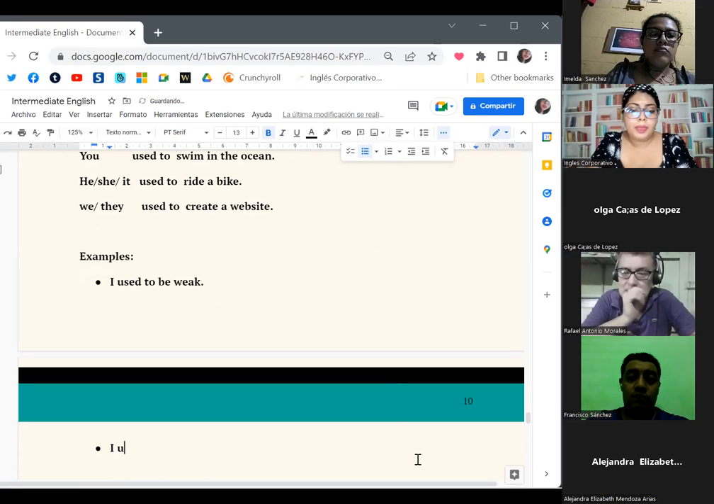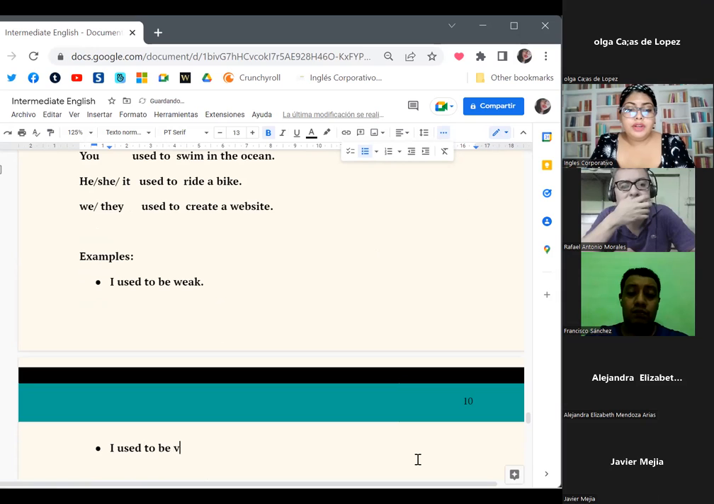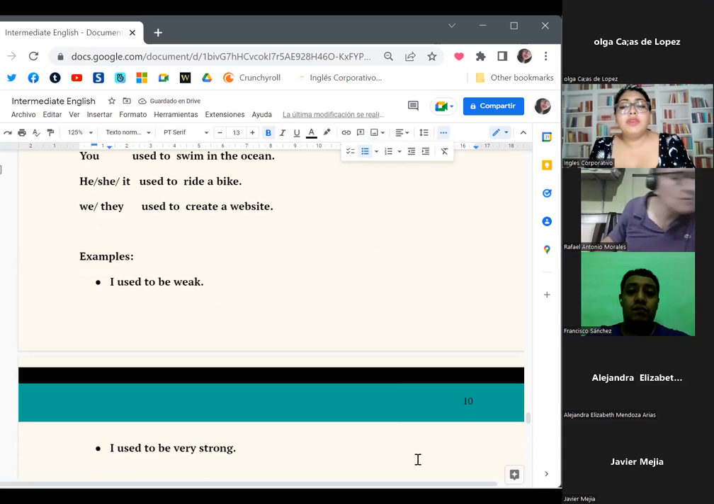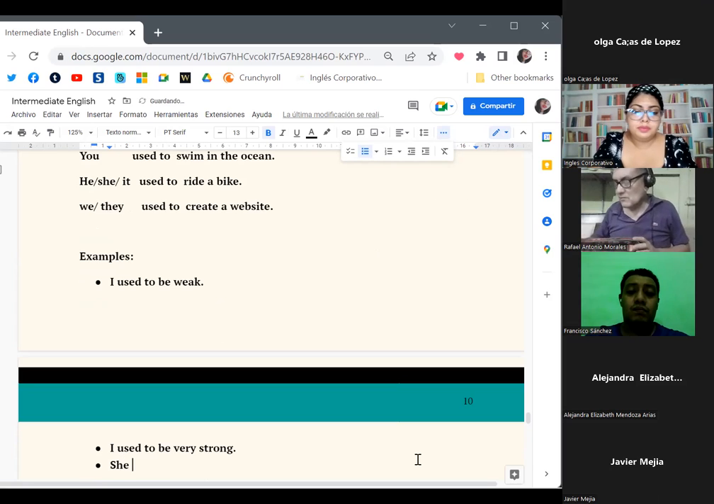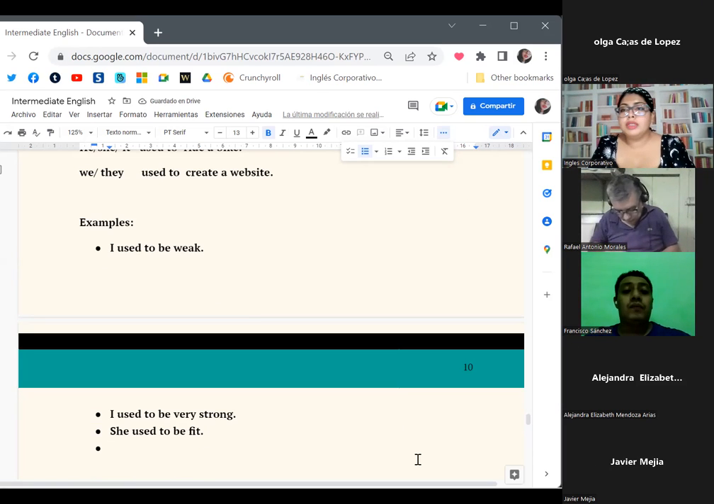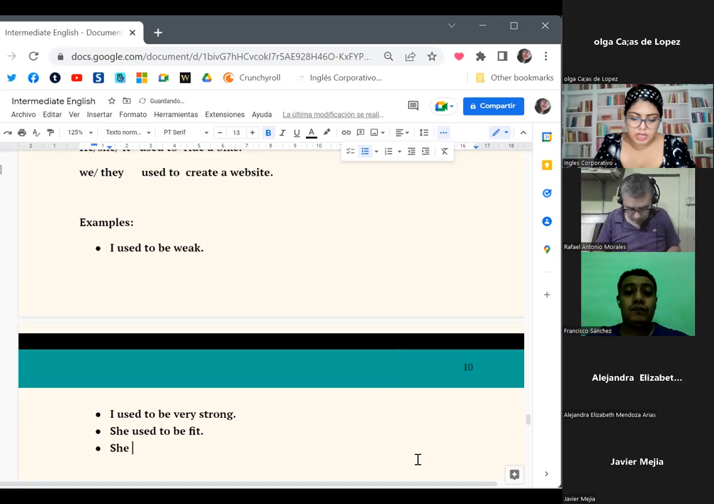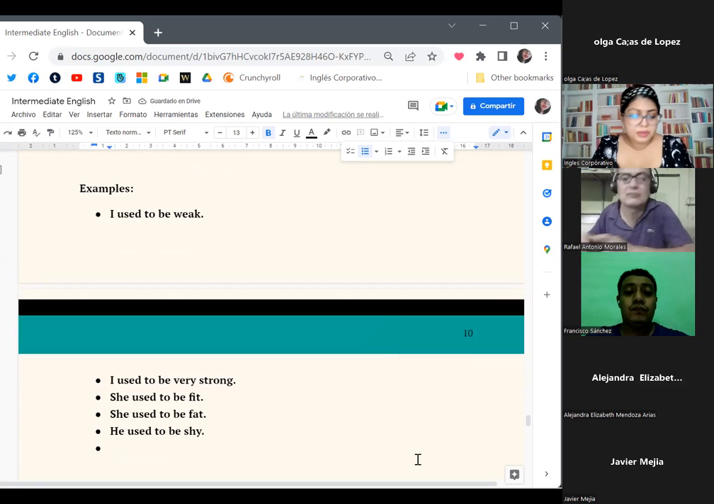Then, I used to be very strong. That's another sentence. Solía ser muy fuerte. Then we have another one: she used to be fit. And then we have another one that is the contrary of these sentences: she used to be fat. Then we have another example: he used to be shy. And the last one: he used to be polite.